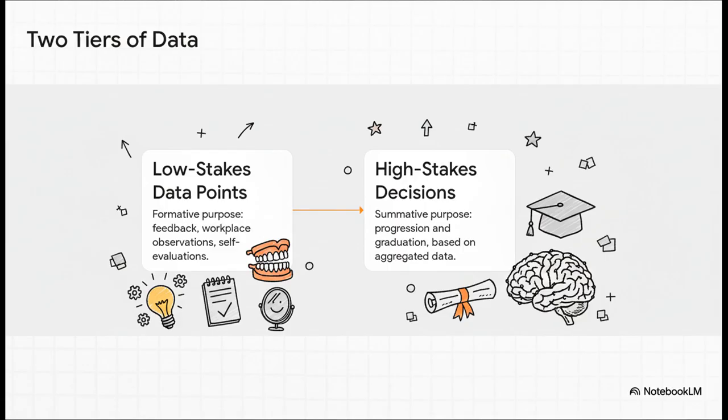It's a safe space to try and even to fail. Then you have the second tier, the high-stakes decisions, like progressing to the next year or graduating. But here's the crucial part. Those big decisions are never based on a single test. They're made by looking at the whole picture, by adding up all those low-stakes data points over time.